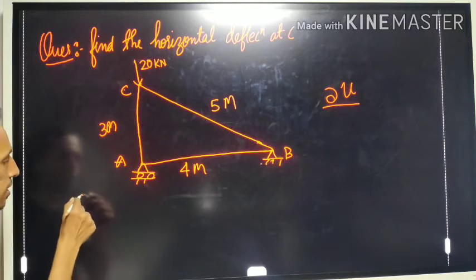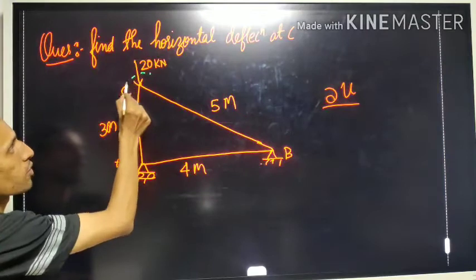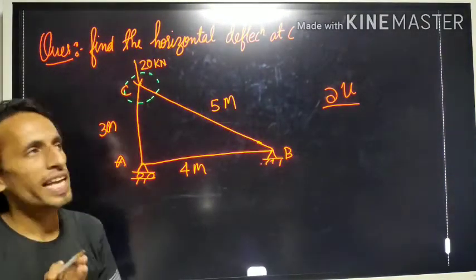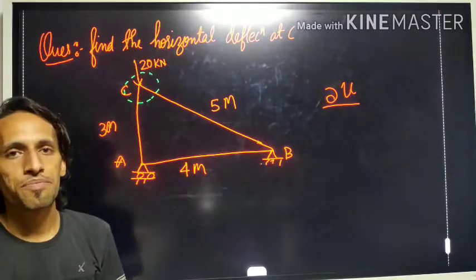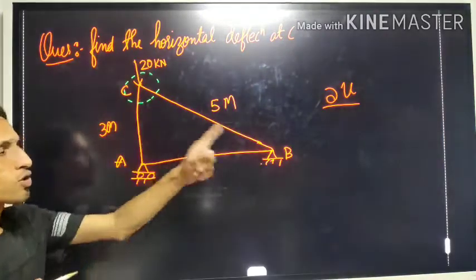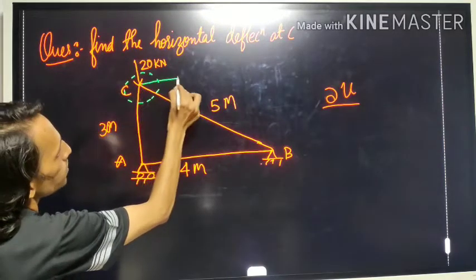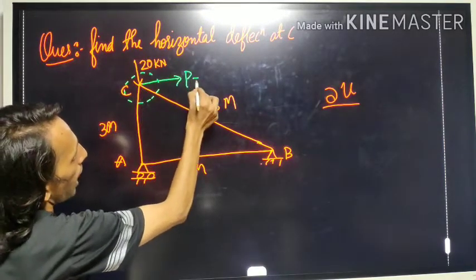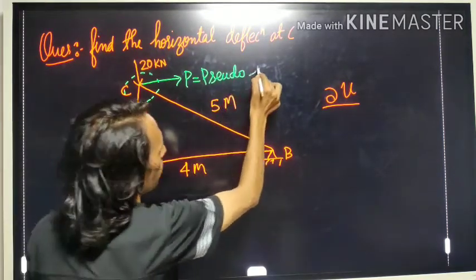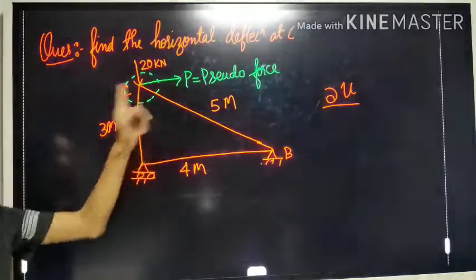But if you will see here, there is no force in the horizontal direction at point C. So in such condition, what you have to do, even though there is no such force in the given question, you have to apply the force. You have to apply a pseudo force.